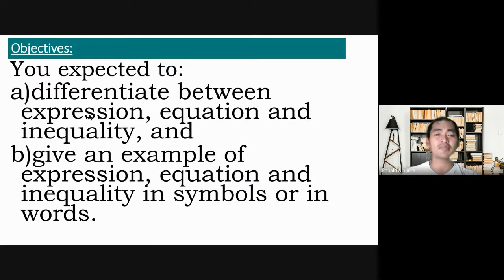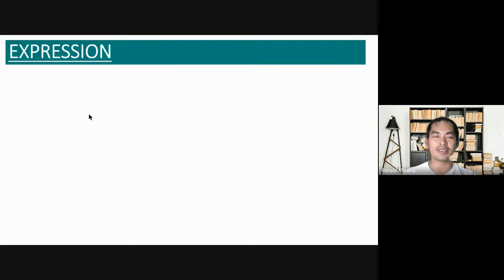Okay, ang objective natin ay differentiate between expression, equation, and inequality, and give an example of expression, equation, and inequality in symbols or in words.